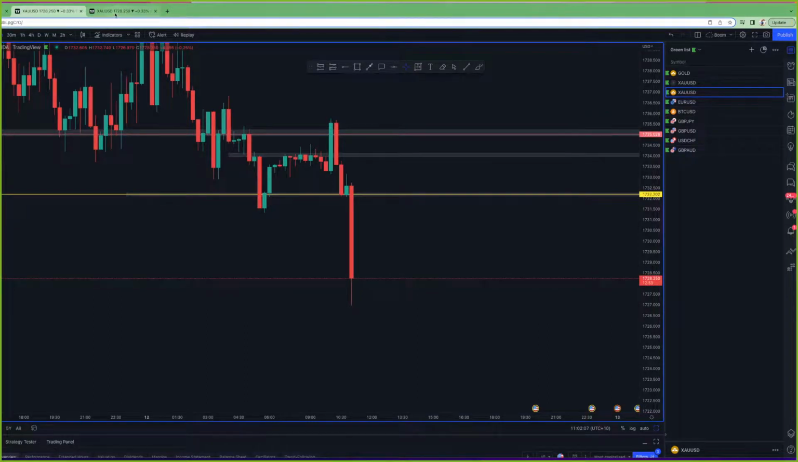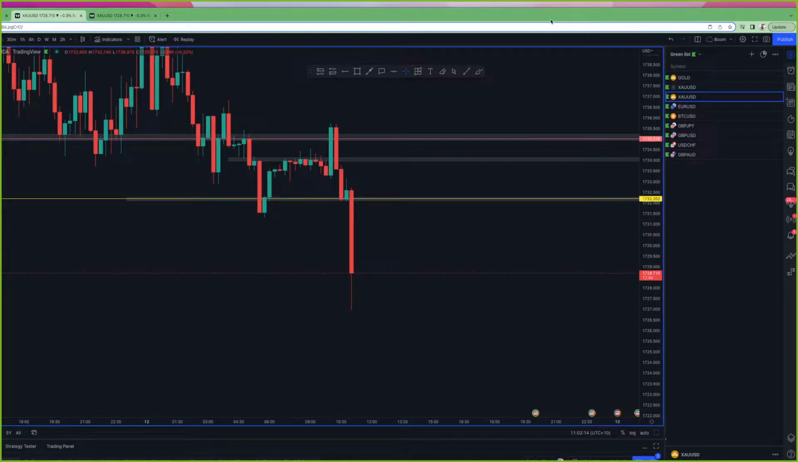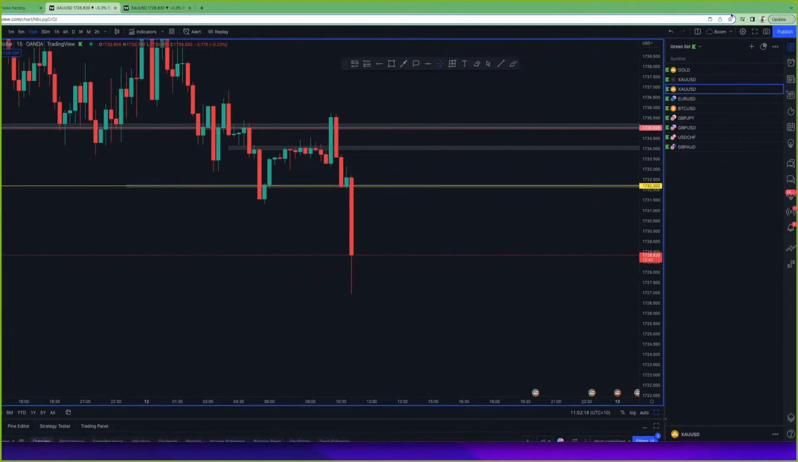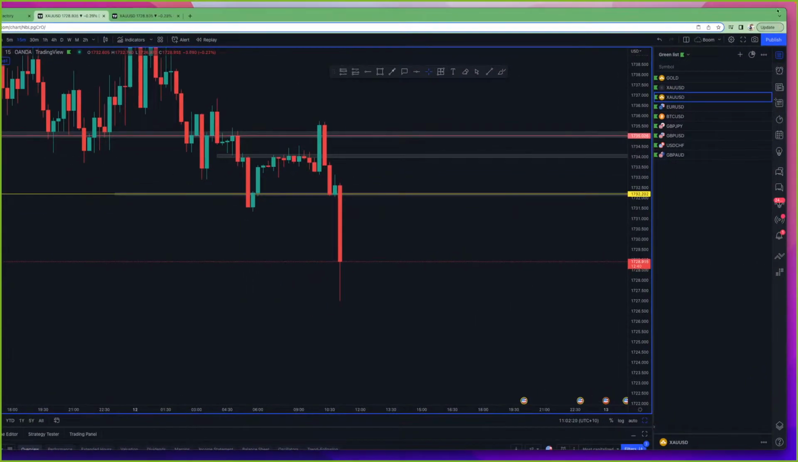Whoa, whoa, whoa, whoa, whoa. Now that's a huge move. Huge 1 minute move. Oh shit, really missed this move on the 30-minute time frame.